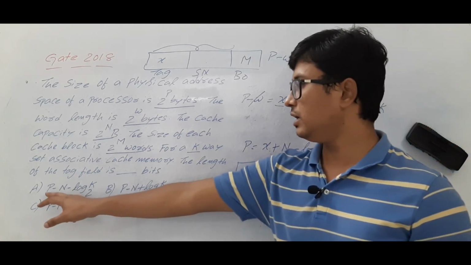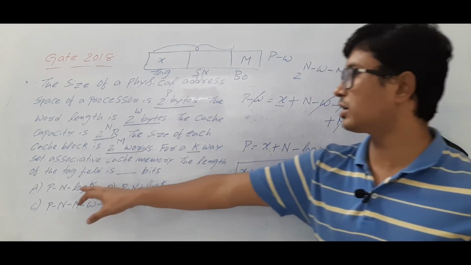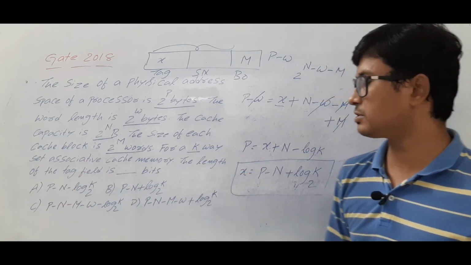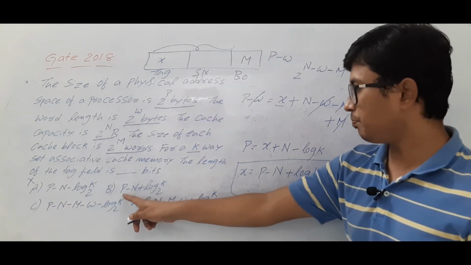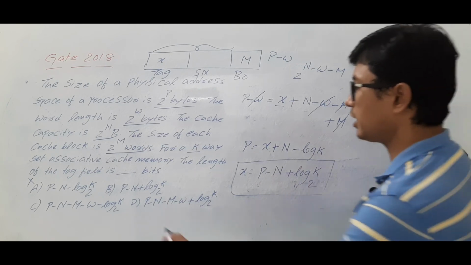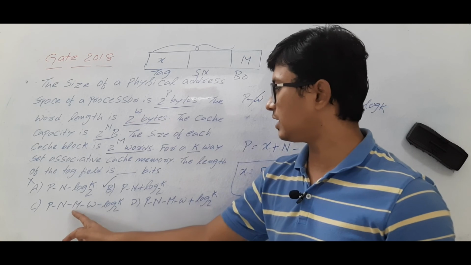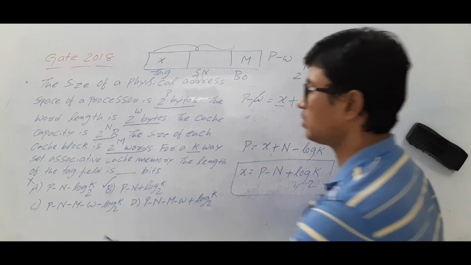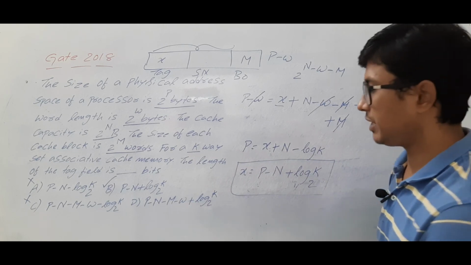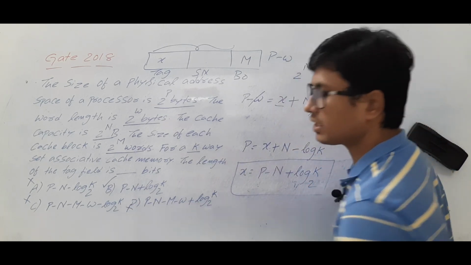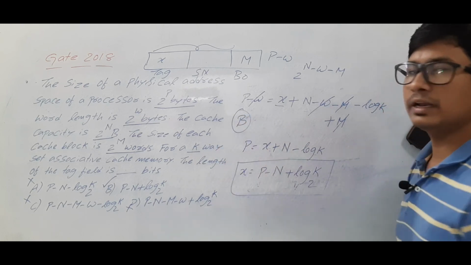What is option A? P minus n minus log k base 2. But it is plus log k base 2, and however it was given as minus, so option A is not the correct answer. Option B, p minus n plus log k base 2. Yeah, option B is correct. What about option C? P minus n minus m minus w is there. No, it is not a right answer. Even this also has minus m minus w, so this is also not a right answer. So for this question, option B is the right answer.